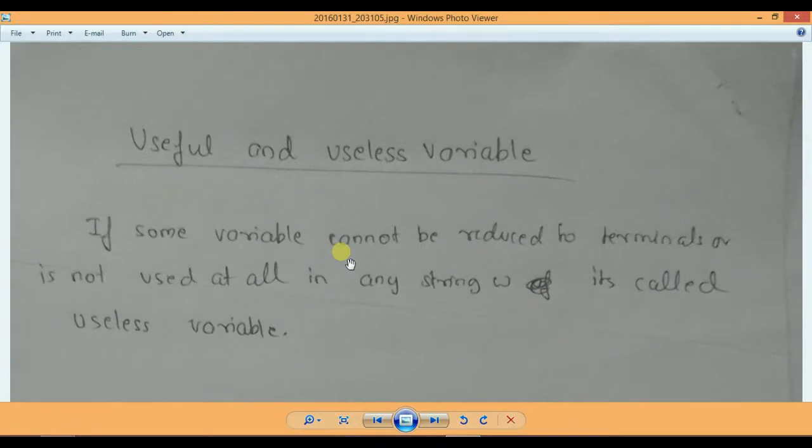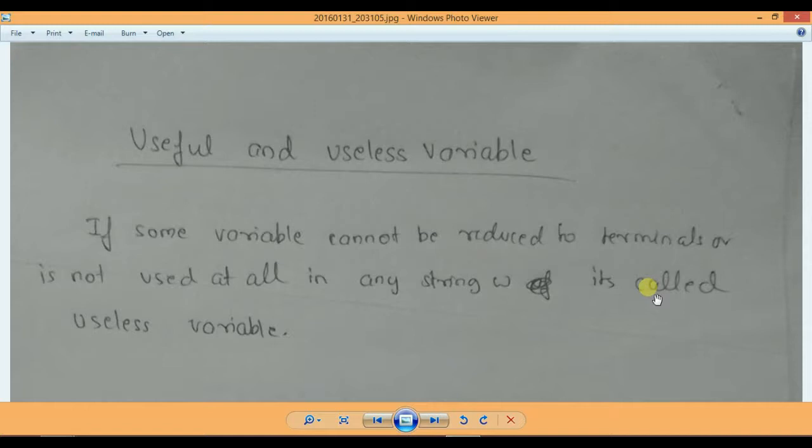If some variable cannot be reduced to terminals or is not used at all in any string W, it's called a useless variable. The first part, if some variable cannot be reduced to terminals. Well, a variable has to reduce to terminals.